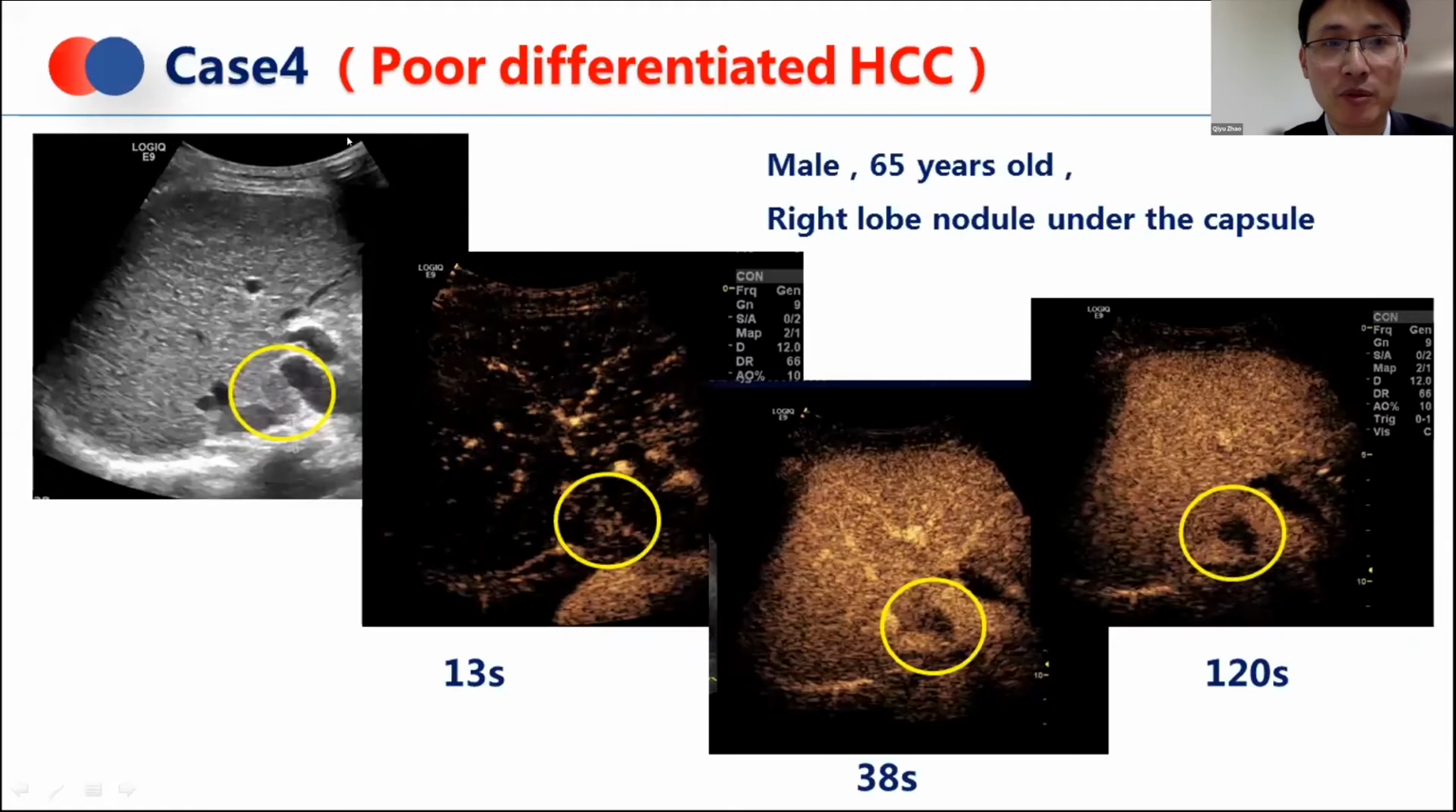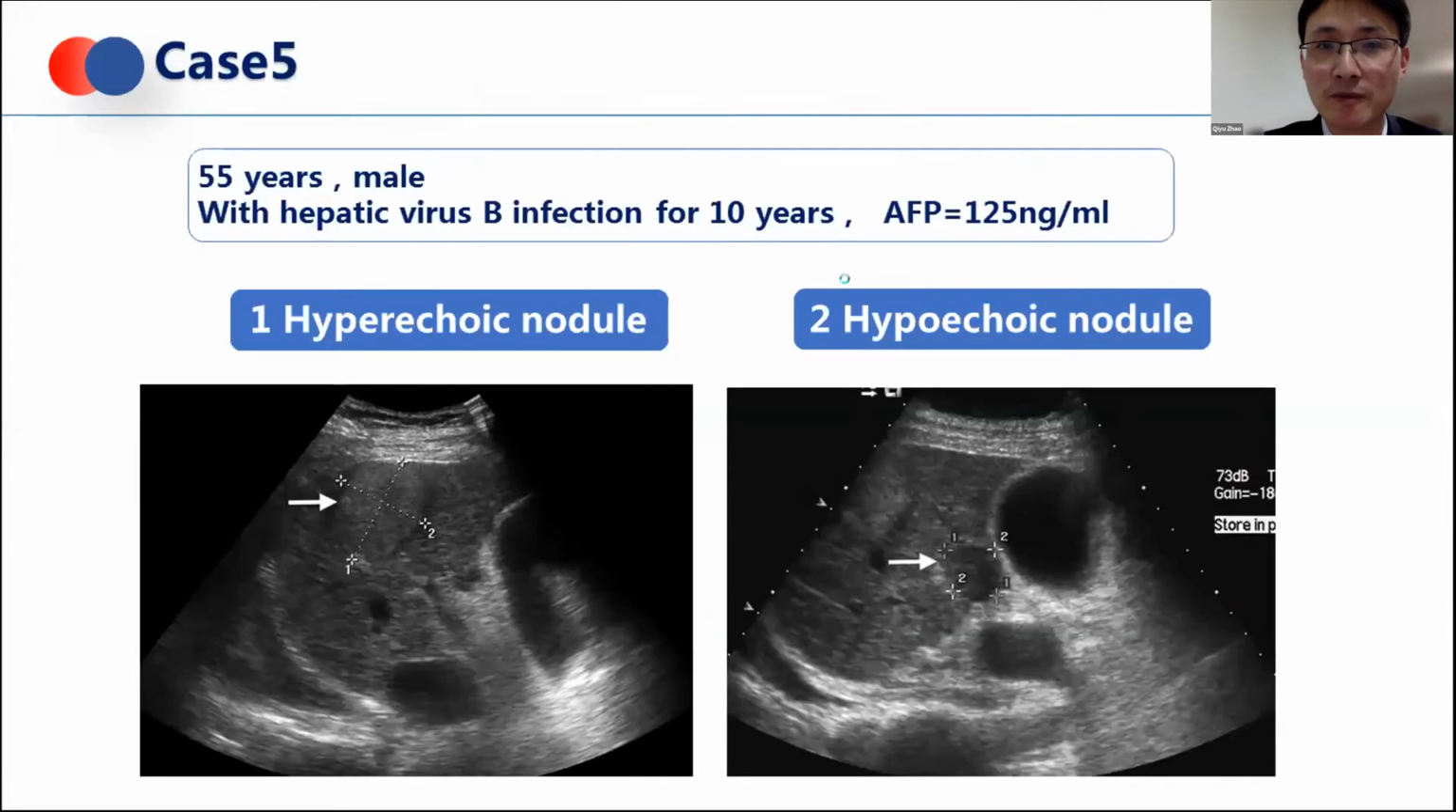Case 4 is a poorly differentiated HCC. He's 65 years old with a right lobe nodule under the capsule. And we found hyperenhancement in the arterial phase and very fast washout at 38 seconds. And in the late phase, it washes out very clearly. So this is different from well-differentiated HCC.